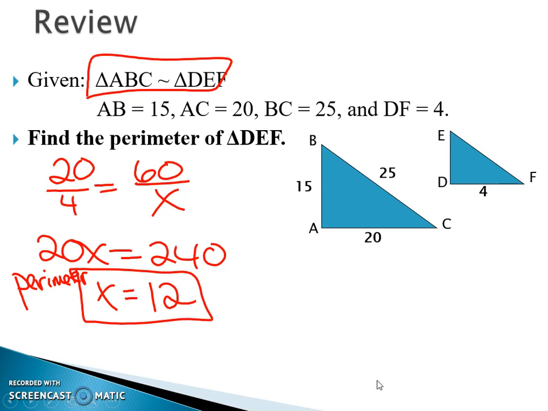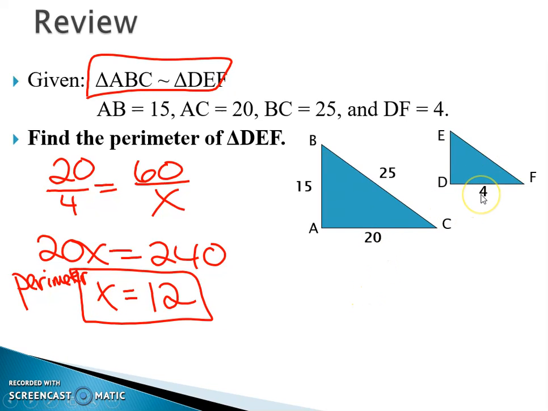Let's review. We have two similar triangles. Here is the symbol for similar. AB is 15, AC is 20, BC is 25, and DF is 4. Find the perimeter of DEF. So we need to find these two missing sides. How do we do that? We're going to use proportion.